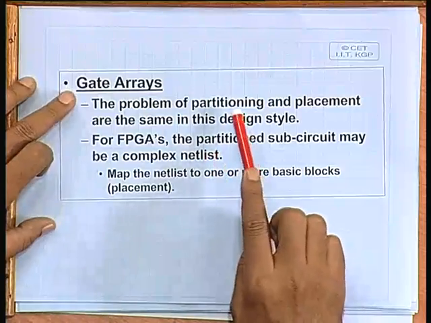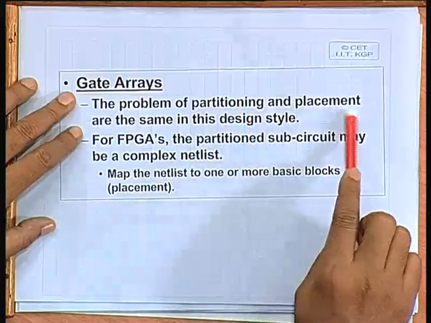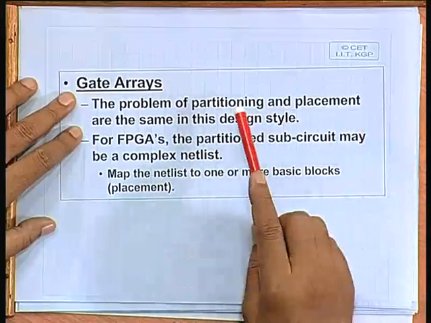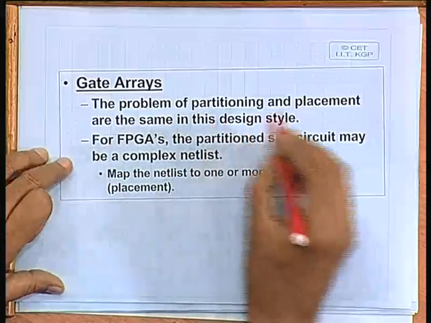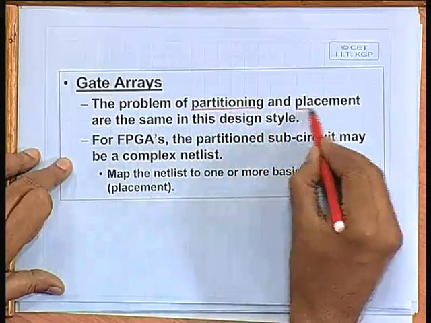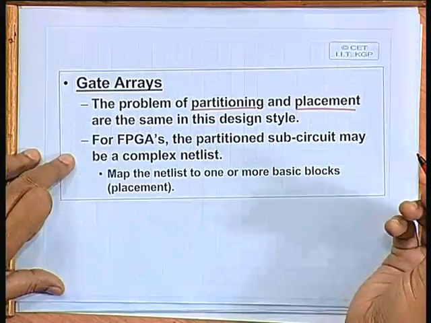Gate arrays, partitioning and placement are almost the same, because when you are partitioning a circuit, your objective is to partition and place them on the surface of the silicon in terms of the gates. So, for gate arrays, partitioning and placement problems are the same, there is no difference.